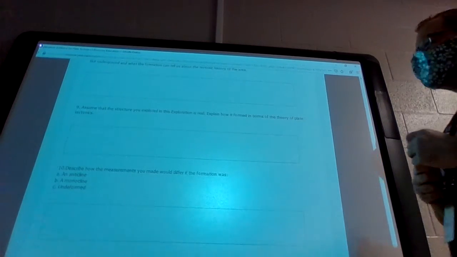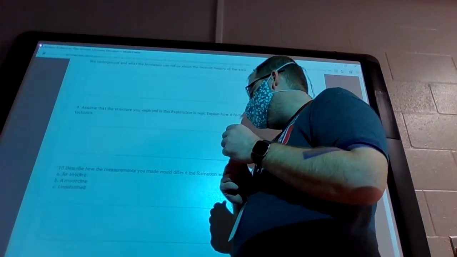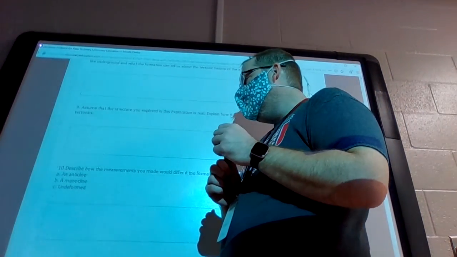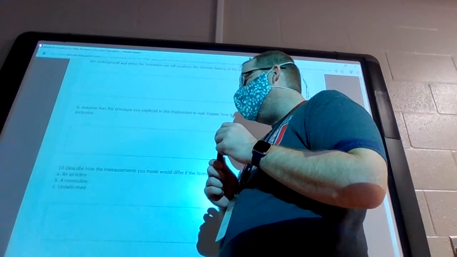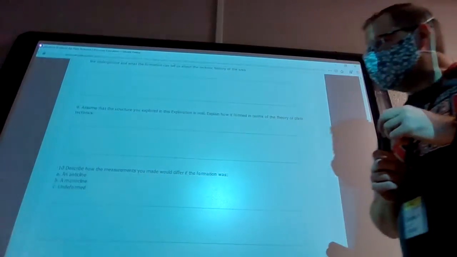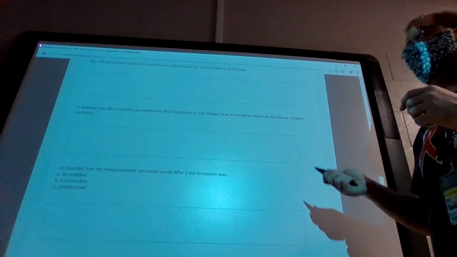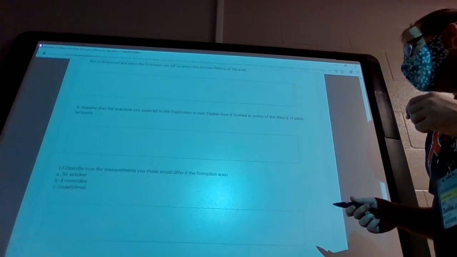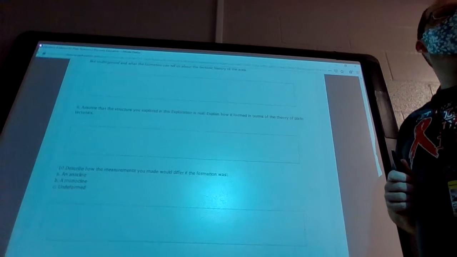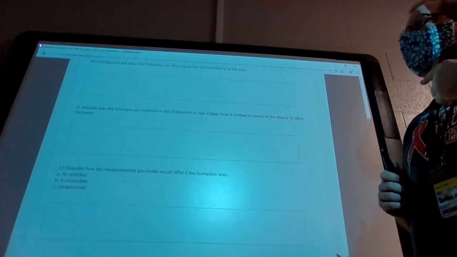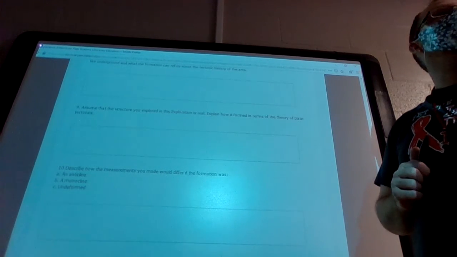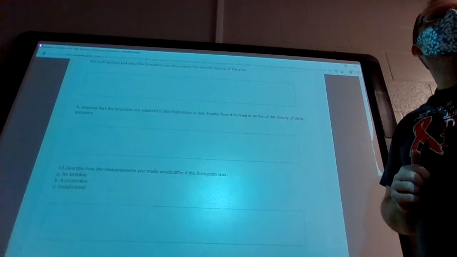Number 10, describe how the measurements you made would differ from if the information was an anticline, a monocline, or undeformed. I guess skip number 10 too, because that's related to number 9. So that's it. Do number 1 through 8. Submit, and it should be good. Does anybody have questions about any of them? Want me to repeat any of them?